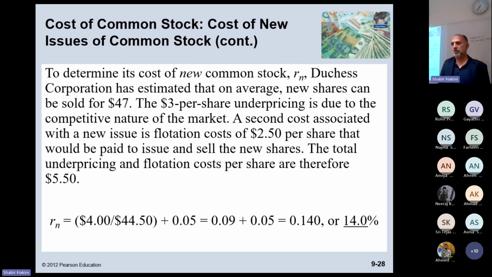So what's going to be the net proceeds? Net proceeds will be the price at which we can sell the shares, $47, minus the flotation cost. No need to keep the 5.50, you can avoid all of that. We can keep it simple. Take the selling price of the new shares and subtract the flotation cost. That will be the net proceeds from the issue of the new shares. So the net proceeds will be 47 minus 2.5, which is 44.50.